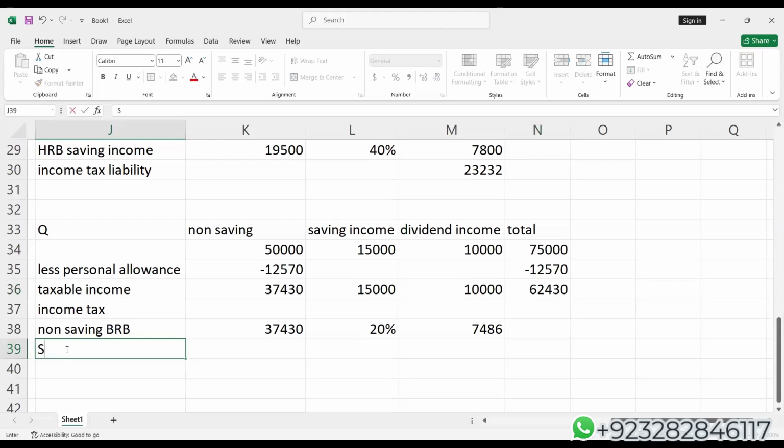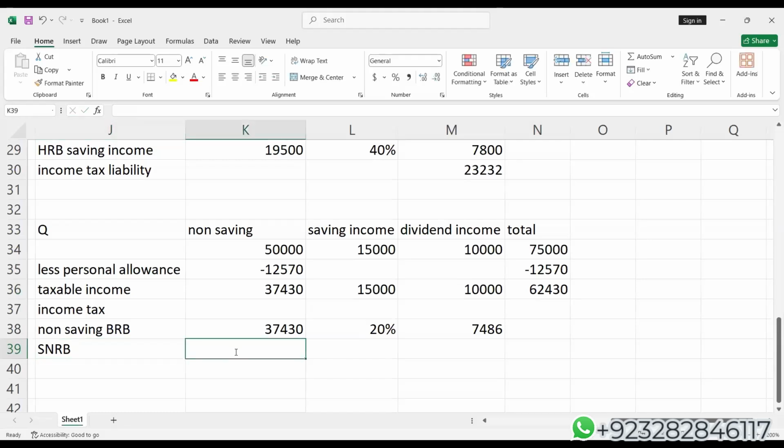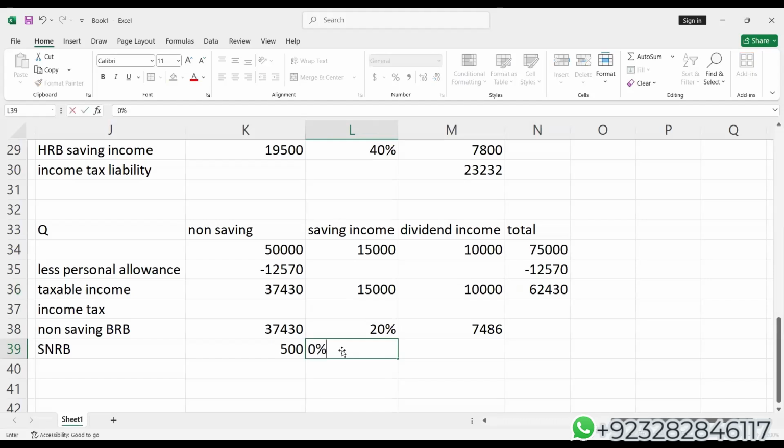So saving nil rate band. I will take 500. Why? Because this individual, how do we decide the tax paying status? By looking at the final column, total column taxable income, which is 62,430, which is more than the limit of the basic rate band. So this individual is a high rate taxpayer. Whoever is a high rate taxpayer gets nil rate band of £500 for the saving income. So 0%.